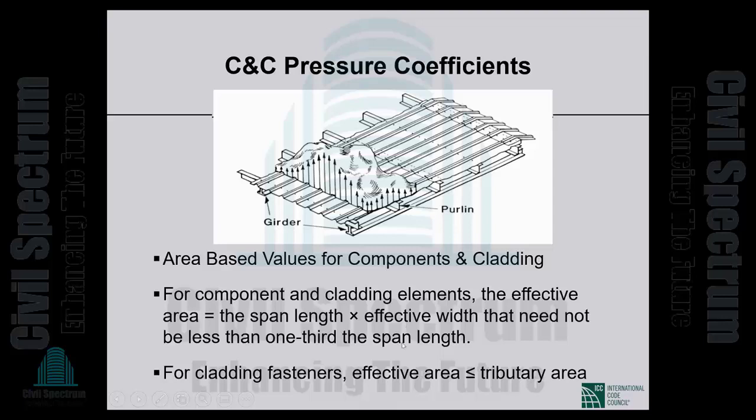This is a very, very important definition. So effective area is the span length multiplied by an effective width that need not be taken any less than 1/3 of the span length. Okay? And the larger the effective area, the lower the pressure coefficient. Okay? Now, plus for a component and cladding pressure coefficient is into the component. Negative means out of the component. So pressure can be into the component or it can be suction out of the component.